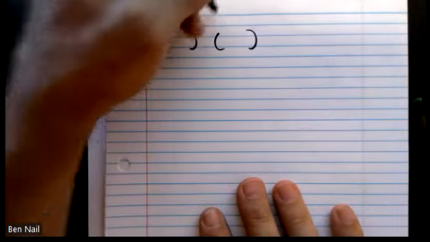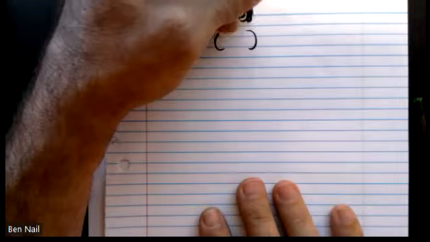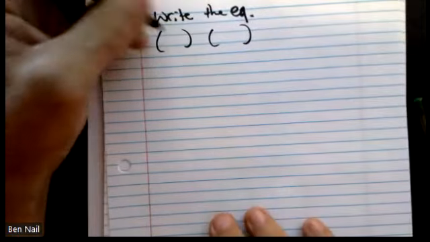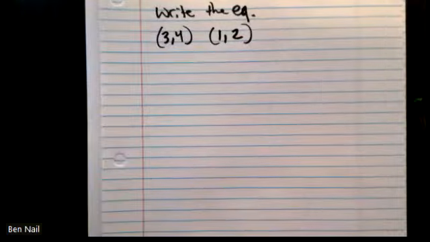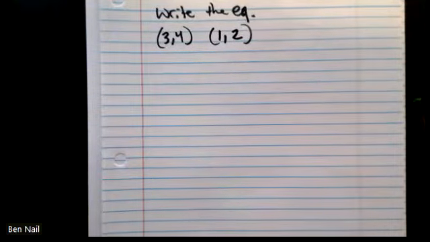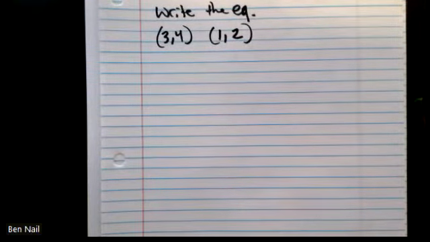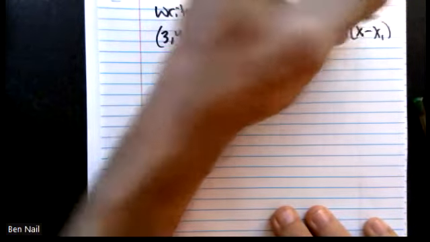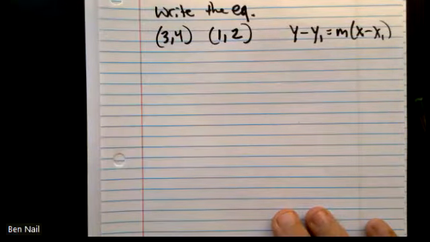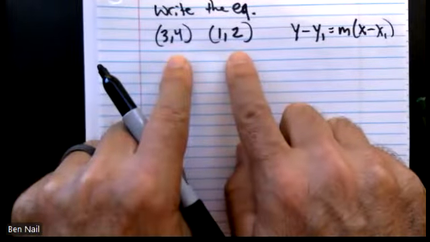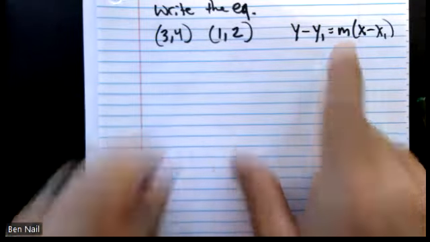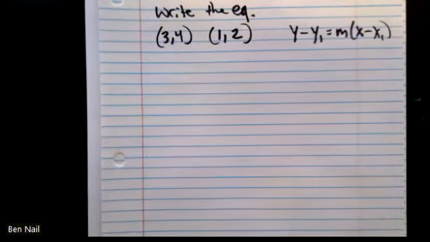Write the equation that would go through the following, and just pick 2 coordinates. Say we want to go through the coordinates 3, 4, and 1, 2. Okay, we're going to use that same point slope formula. Okay, the difference is they gave us 2 coordinates and no slope. So step 1, we got to find the slope.